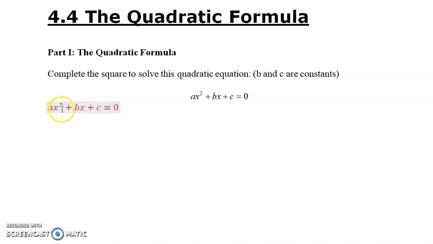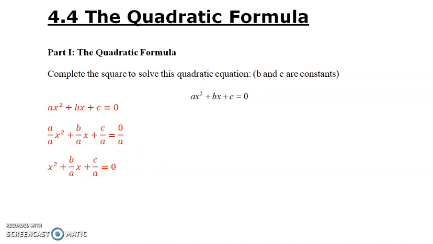So the first thing we're going to do is divide by a. Step one is divide each of the four terms. There's the ax squared term, there's the bx, there's the c, and then there's the 0 on the right-hand side. So we're going to divide each of the terms by a. Here we are. I've divided every term by a. When I do that, it simplifies to x squared plus b over a x plus c over a, and 0 divided by a is just 0.